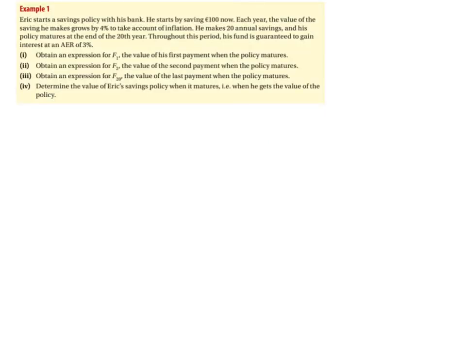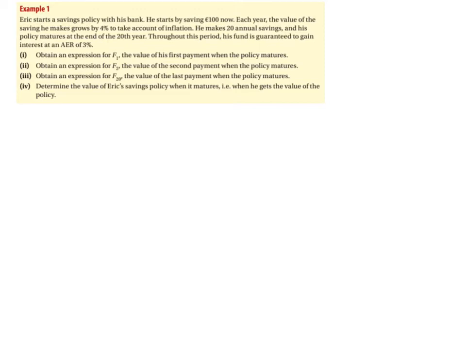Okay, so let's have a look at this example. There's a lot going on here, so let's quickly read through it. It says Eric starts a savings policy. He starts by saving 100 now. Each year the value of the saving he makes grows by 4% to take account of inflation. He makes 20 annual savings, and his policy matures at the end of the 20th year. Throughout this period, his fund is guaranteed to gain interest at an annual effective rate of 3%.